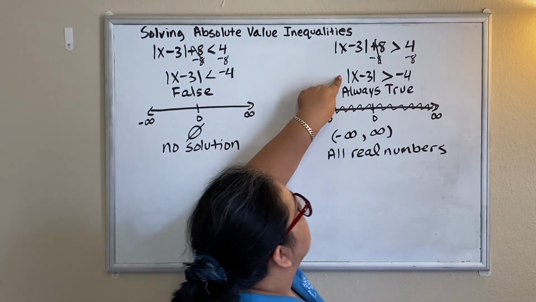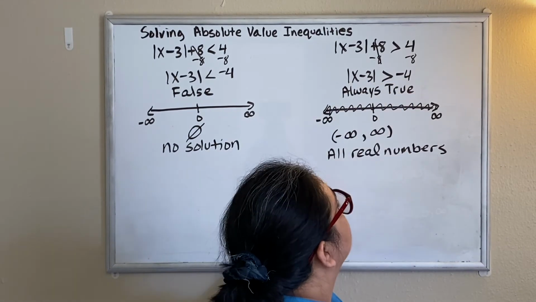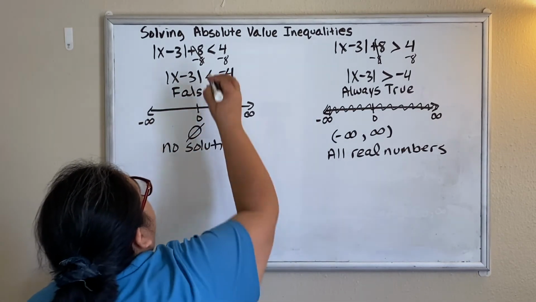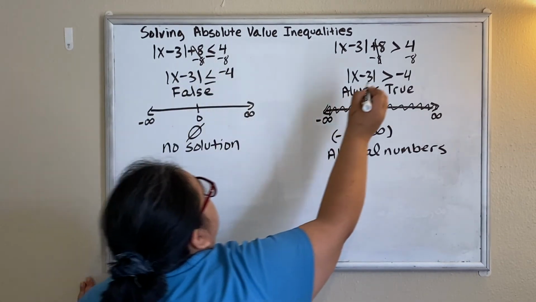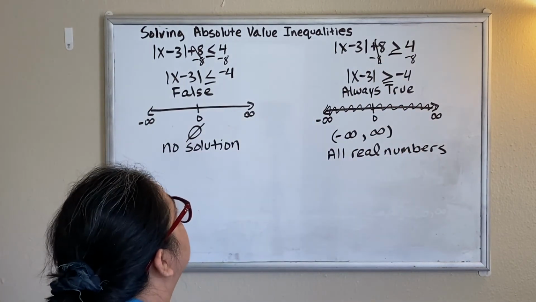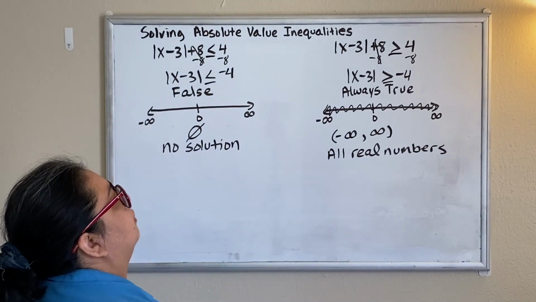So if my absolute value is less than a negative number, I have no solution. But if my absolute value is greater than a negative number, then I have all real numbers. And this is true even if you have the or equal to part. So if I changed it to or equal to over here, this would still be true. This would still be the same. I would still get no solution and I would still get all real numbers. Okay?